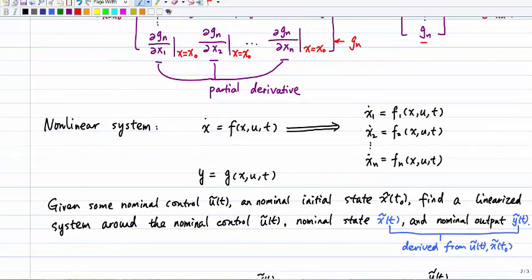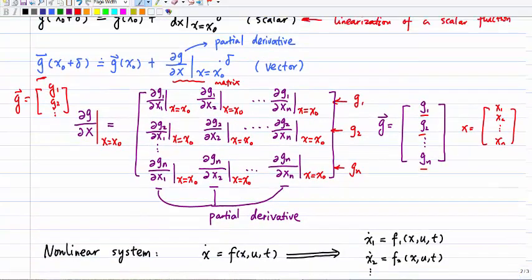This is the setup of the linear system. It really depends on what we mean by the linearized system. So here's how to set up the linearization of the nonlinear system. Given some nominal control, a nominal initial state x tilde(t0), find a linearized system around the nominal control, of course, and the nominal state and the nominal output y tilde(t). This is pretty similar to the idea that I mentioned earlier.